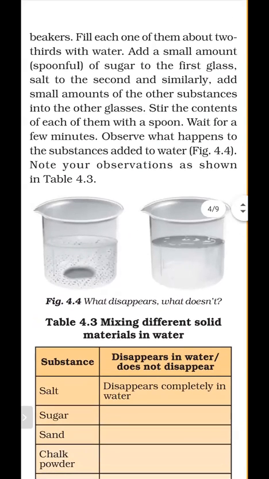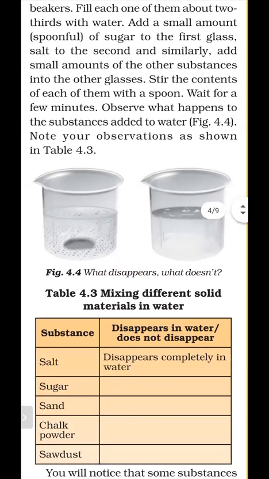What do you mean by soluble substance? The substance which mixes in the water is called a soluble substance, and the substance which does not mix with the water is called a non-soluble substance. And these are examples of soluble and insoluble. Salt and sugar are soluble, and sand and chalk powder are insoluble.